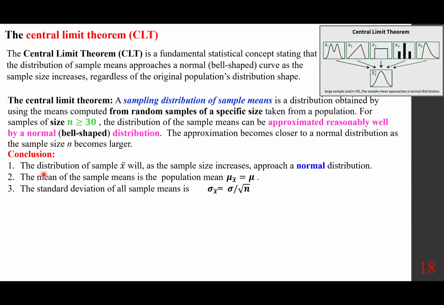Conclusion. The distribution of sample x bar will, as the sample size increases, approach a normal distribution. The mean of the sample mean is the population mean, mu of x bar equals mu. The standard deviation of the sample mean is sigma of x bar equals sigma over square root of n. So pretty straightforward, everybody.